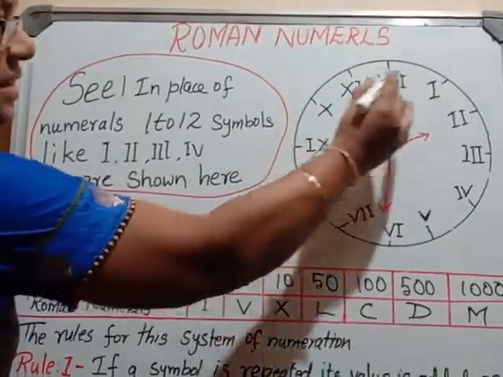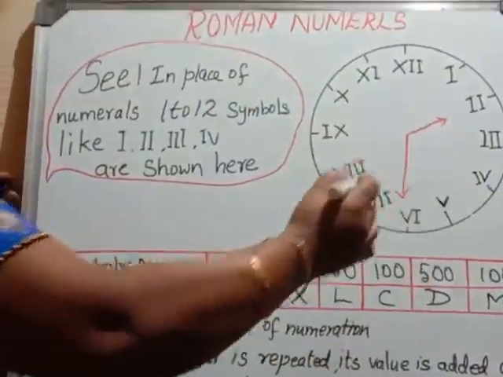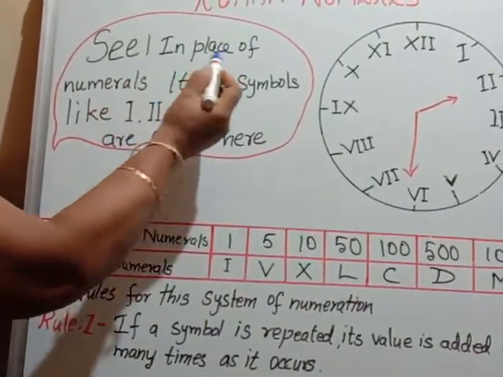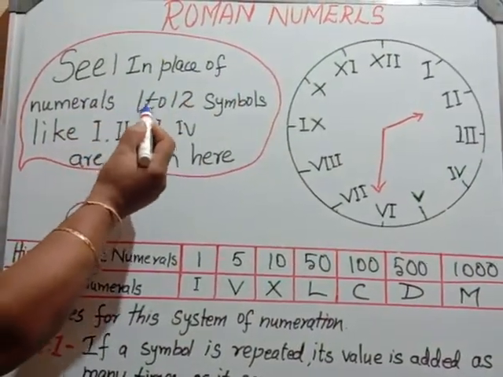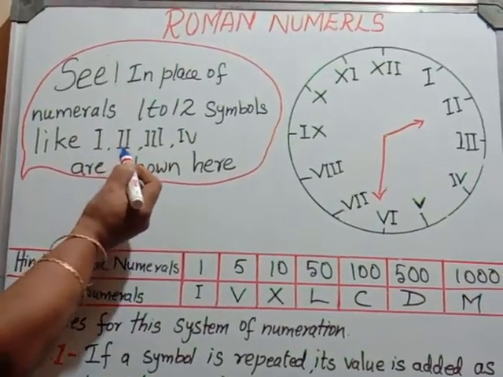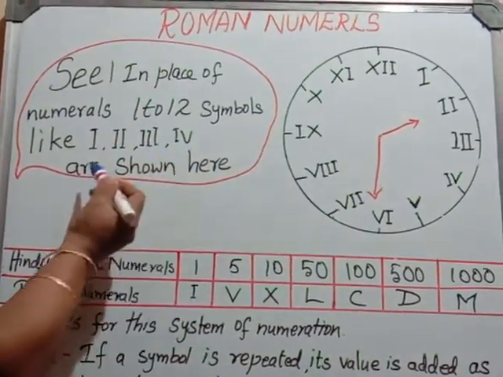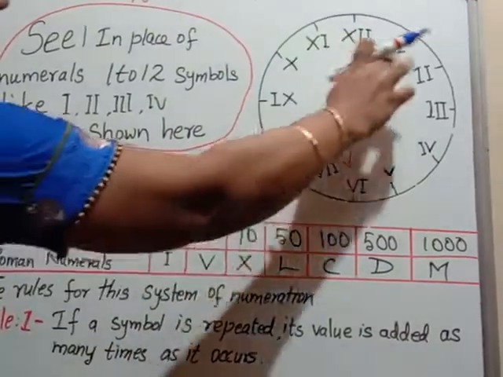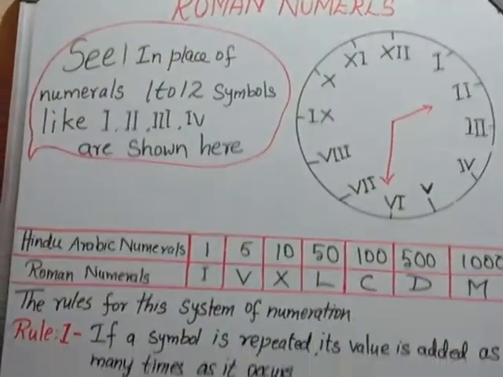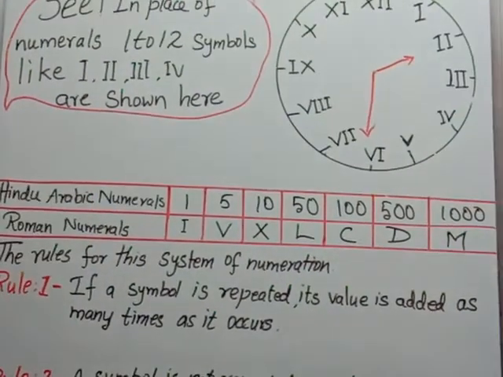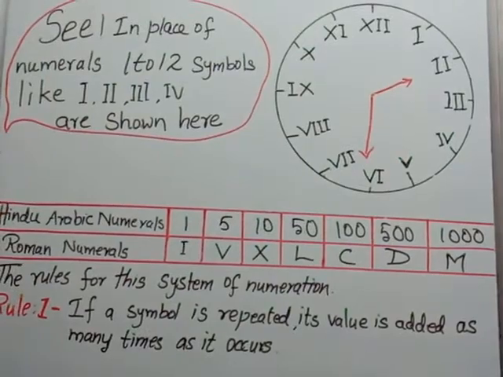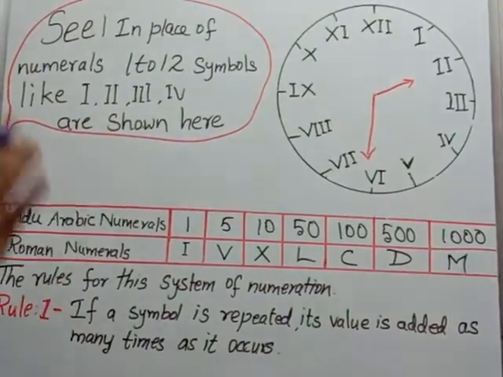Have you ever seen a clock like this? What is the difference in this clock? Yes, see, in place of numerals 1 to 12, symbols like I, II, III, IV are shown here. This is different. These numerals are called Roman numerals. Here in Roman numerals, they used English alphabets only to represent the numerals.